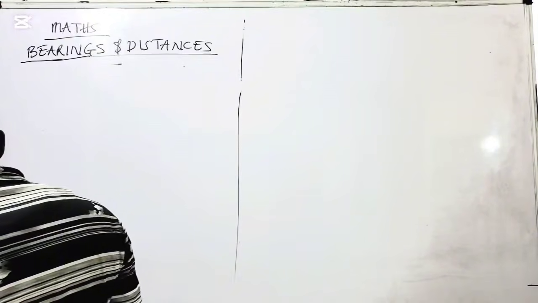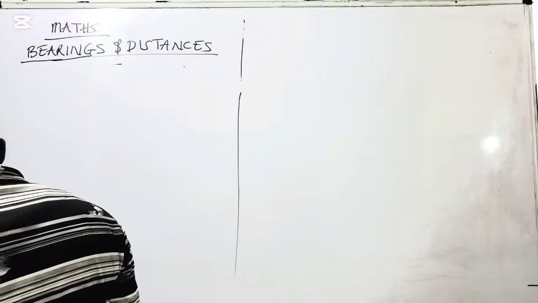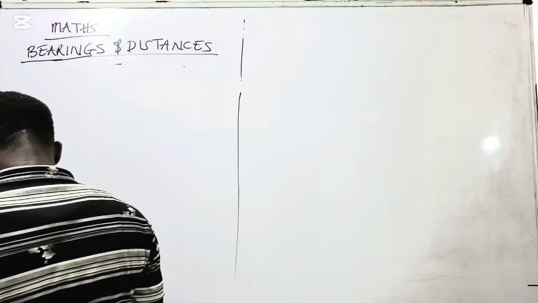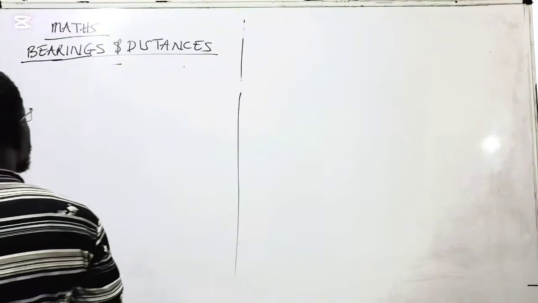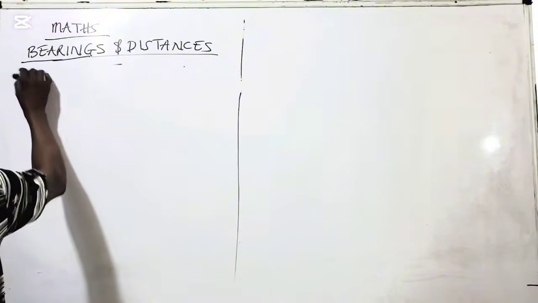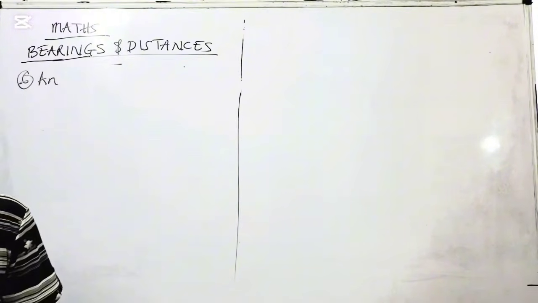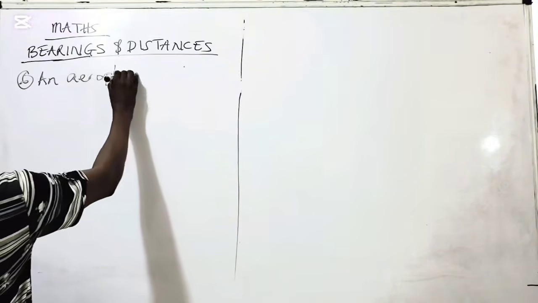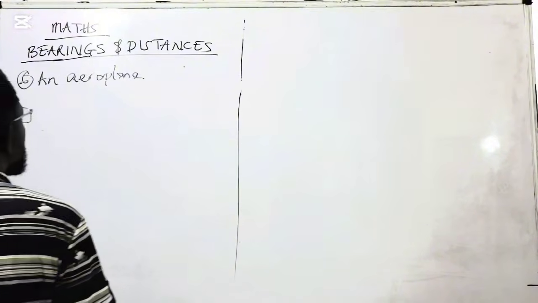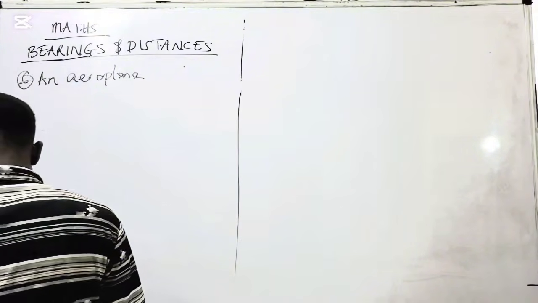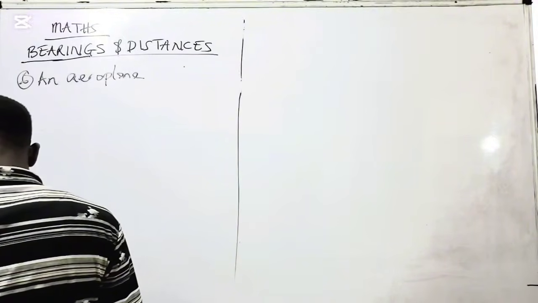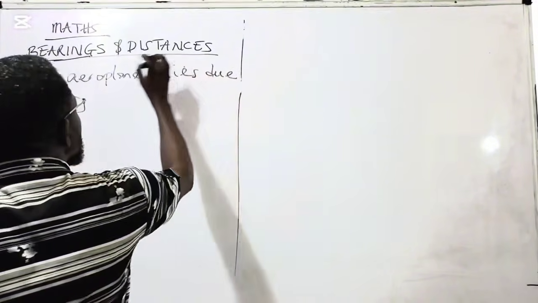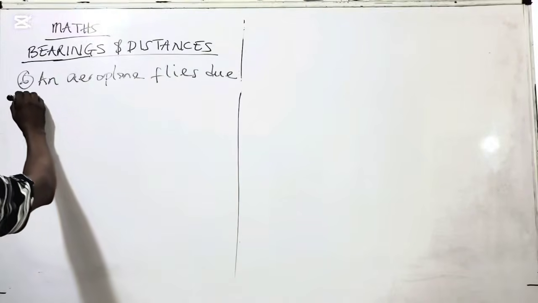Now the example 6. This is actually a word question this time around. An aeroplane flies due north.